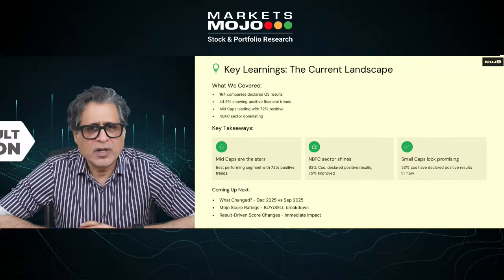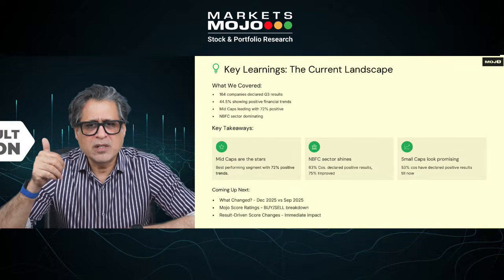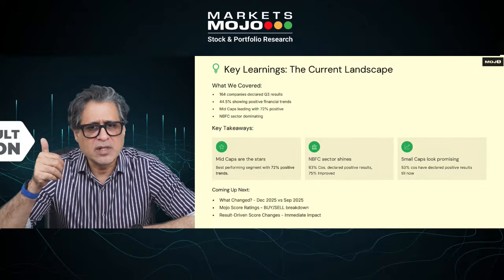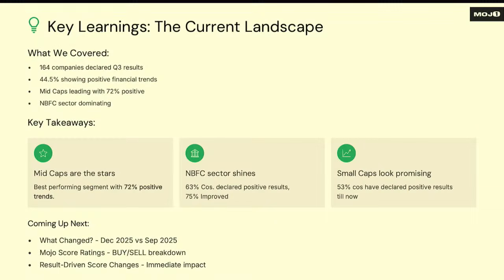So what are the learnings so far that we've captured? 164 companies declared their quarter 3 results. 44% are showing positive financial trends. Mid caps are leading with 72% positive, and the NBFC sector is currently dominating the positive side. Mid caps 72%, NBFC 63% of companies declared positive results and 75% improved. And small caps have fundamentally started looking stronger. 53% of the companies have declared positive results so far in small caps.